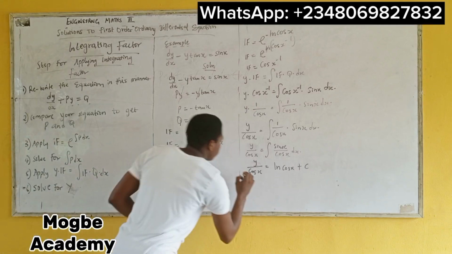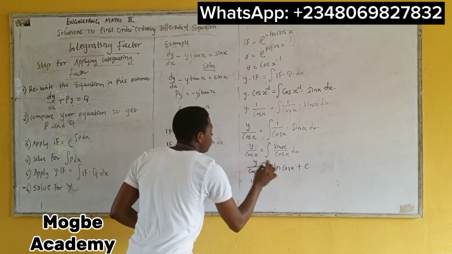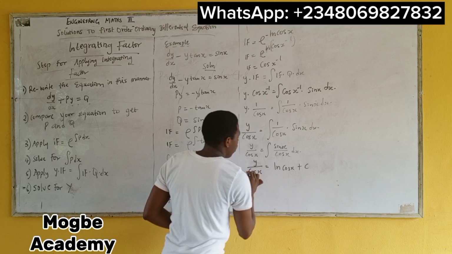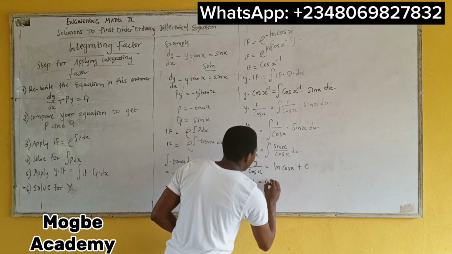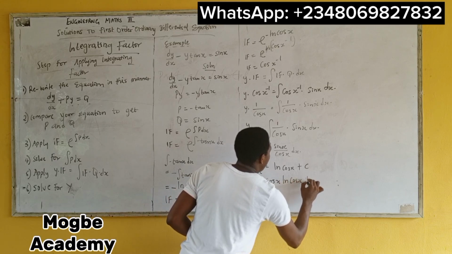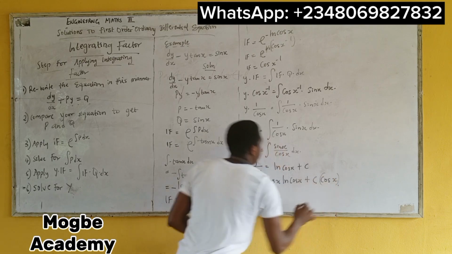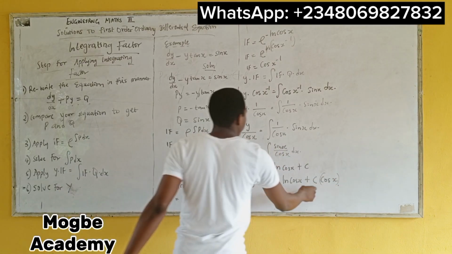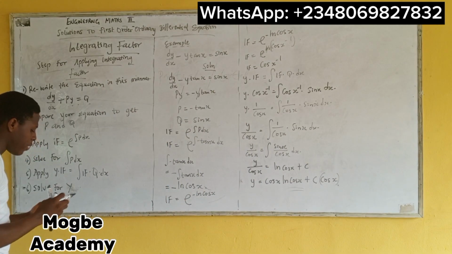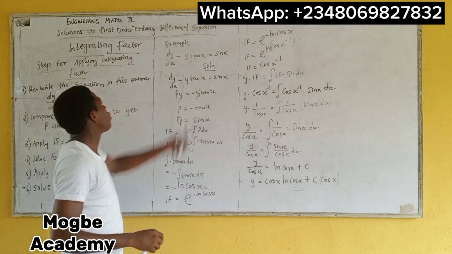Now you can make y the subject of formula. Y is equal to, you are multiplying through by cos x. So cos x cancels on this other side of the equation. Here you have cos x ln cos x plus c cos x. So this is what you have. So you've finally gotten your y. So you use your integrating factor to solve your given equation, which is what?